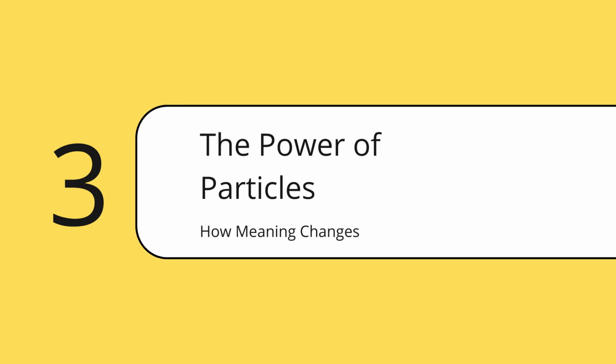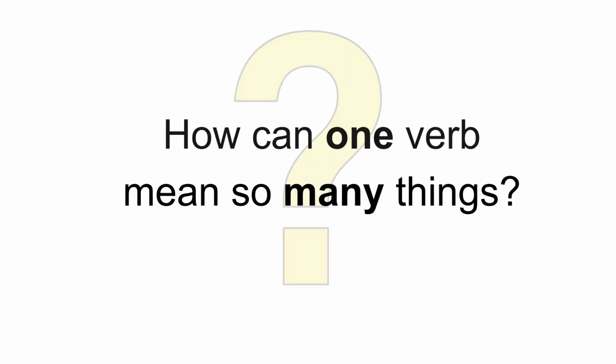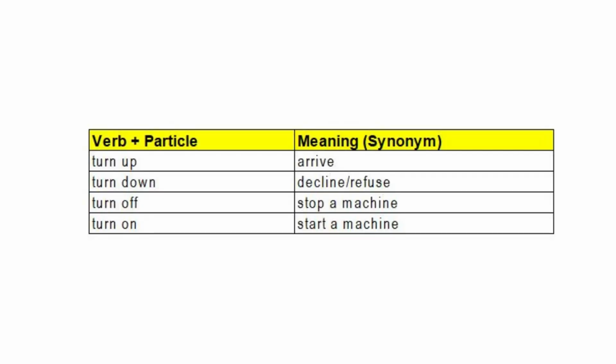This is where it gets really fun, because these tiny little particles can totally hijack the meaning of a verb. I mean, how is that even possible? How can a simple verb like turn, which means to rotate, suddenly mean to refuse something or to arrive? The whole secret is in that tiny particle that comes right after it. Just look at this with the verb turn. If you turn up to a party, it means you arrive. If you turn down a job offer, you refuse it. And of course, you turn on and turn off the lights. See? It's the exact same verb, but we've got 4 completely different meanings, and it's all controlled by that little particle.